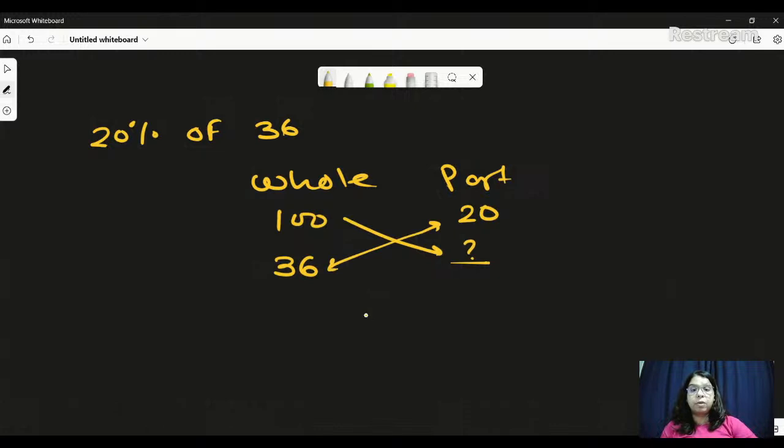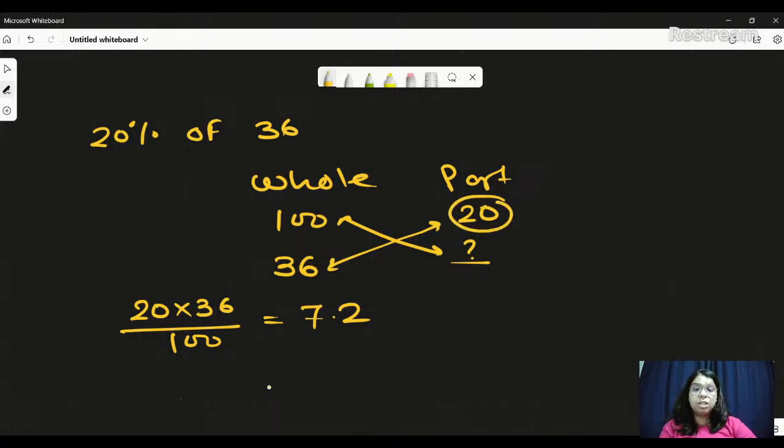Okay. So it is going to be 20 times 36 divided by 100. So it is going to be 7.2. Now this is not percent because this was percentage. So this is not percent. This is whatever quantity or units basically.